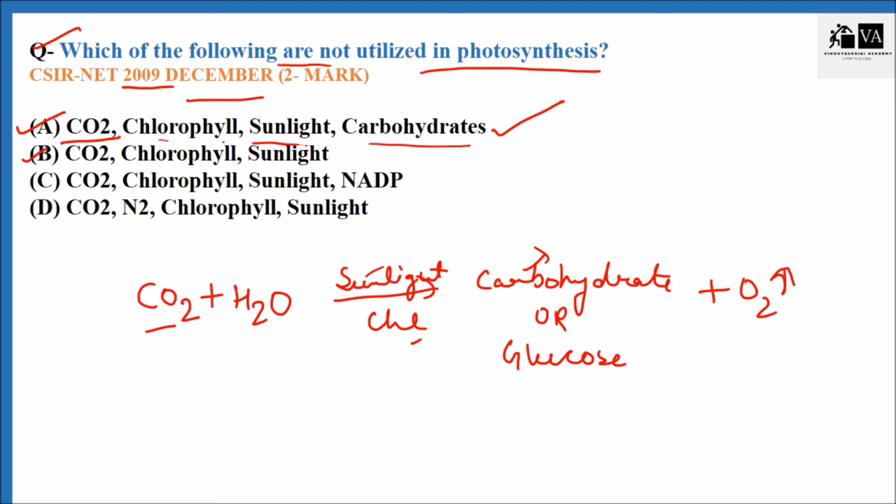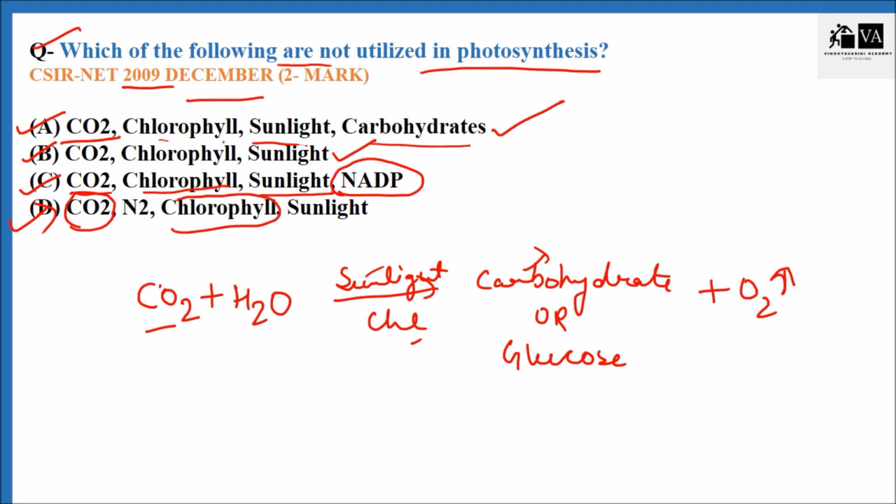Let's see option B. In option B, CO2 is involved in photosynthesis, right? Chlorophyll involved, right? Sunlight involved, right? So option B is also not correct. And option C, CO2 is involved, chlorophyll is involved, sunlight is involved, NADP. We will talk about NADP in detail in our upcoming lecture. NADP is also involved.